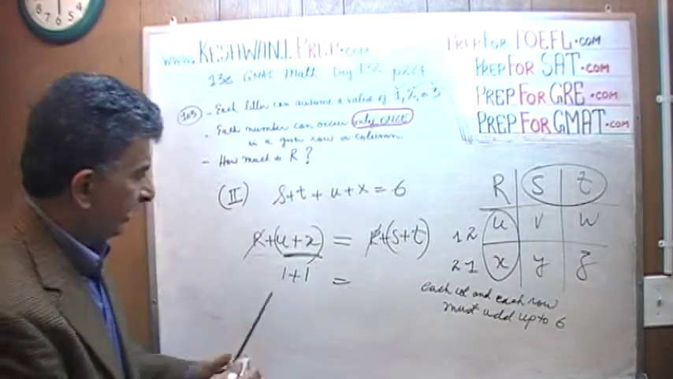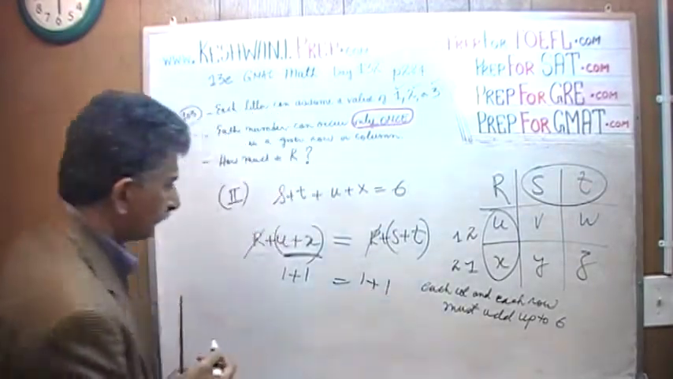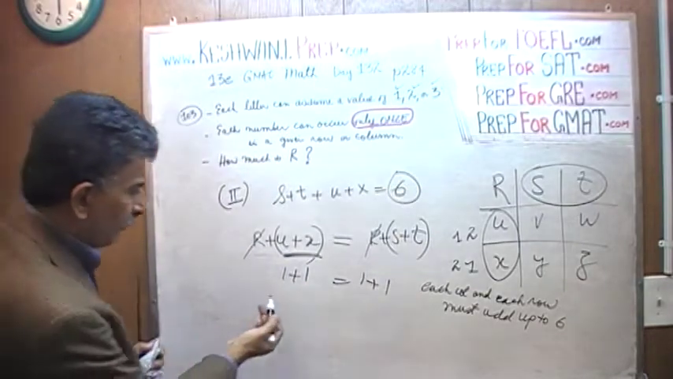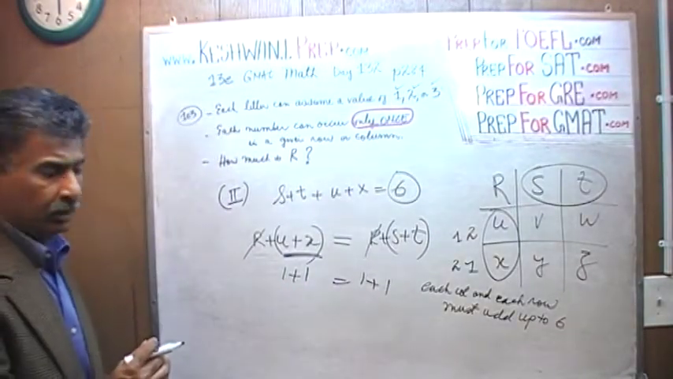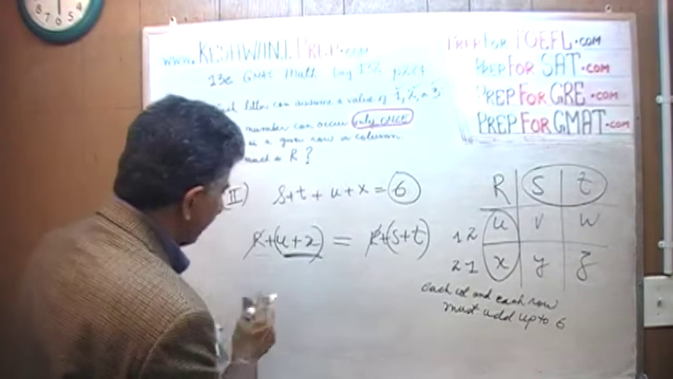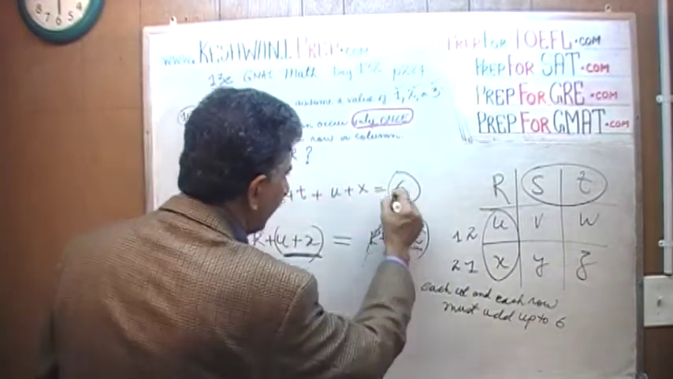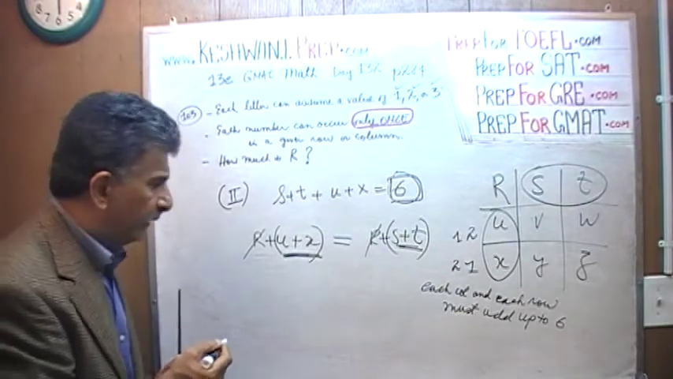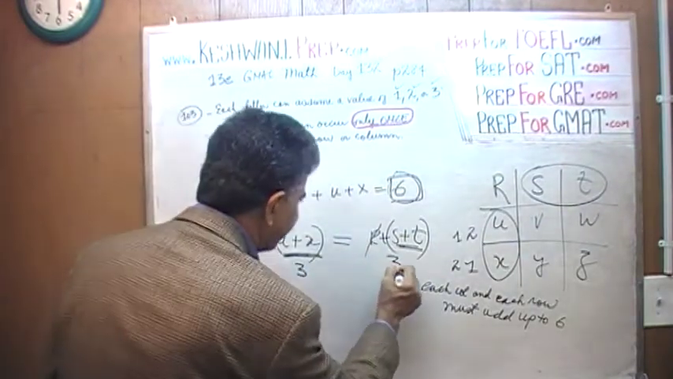Because they all have to add up to 6. So if the sum of this guy is equal to the sum of this guy, and if they have to add up to 6, the only way it is possible is this guy is 3 and this guy is 3.